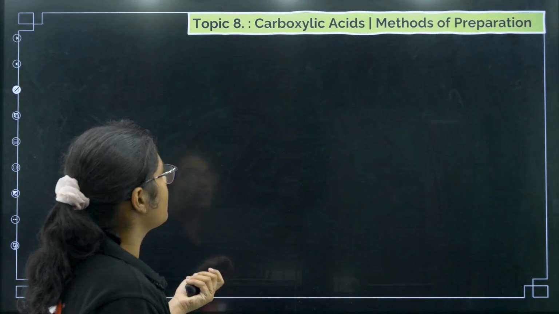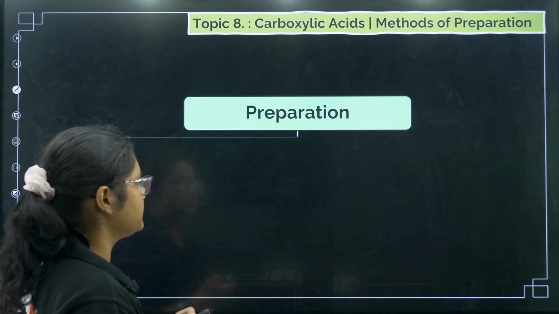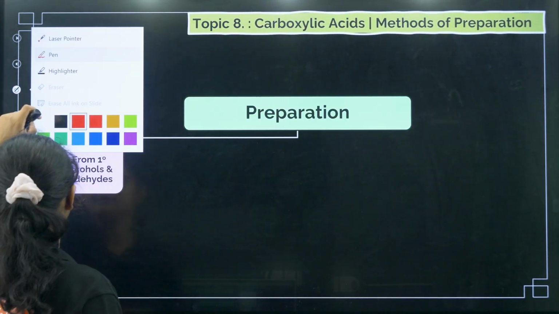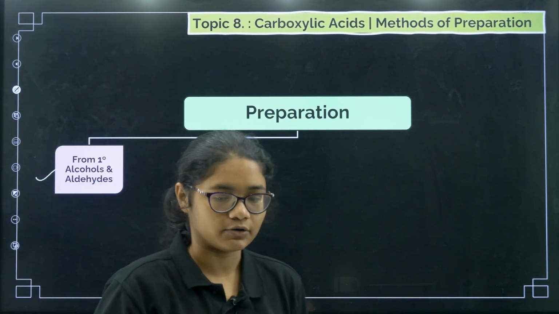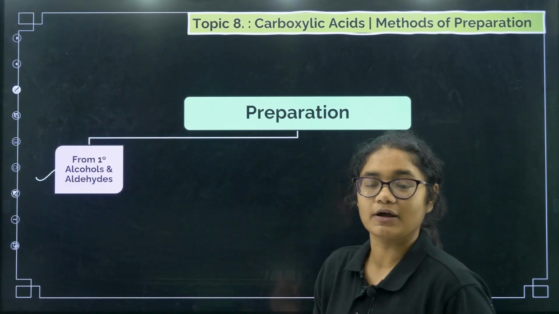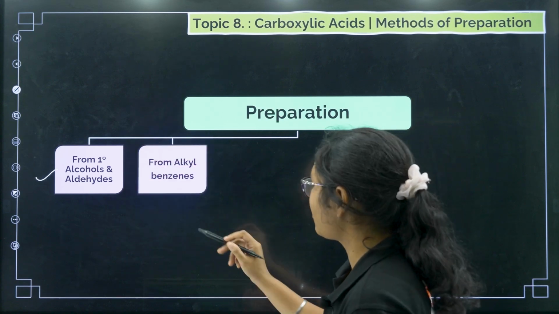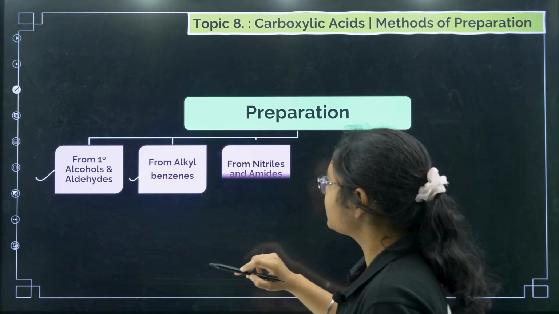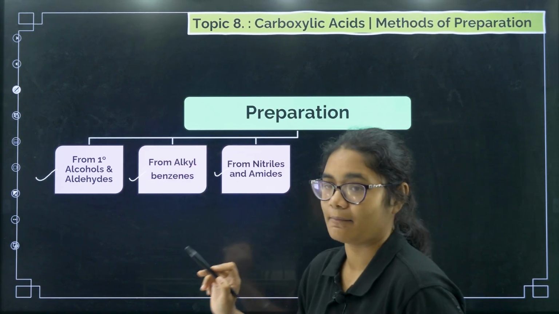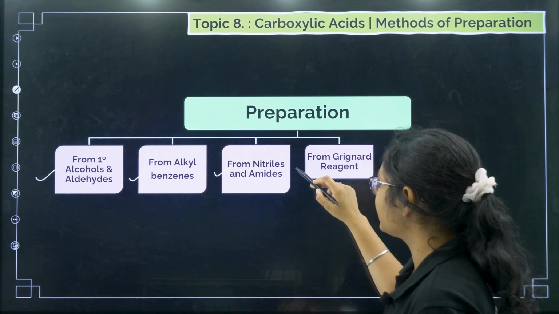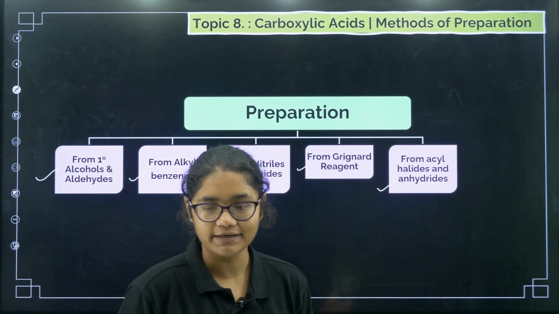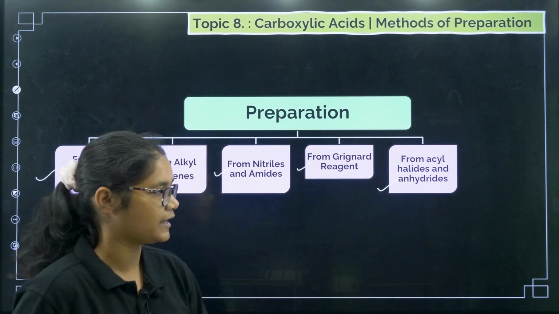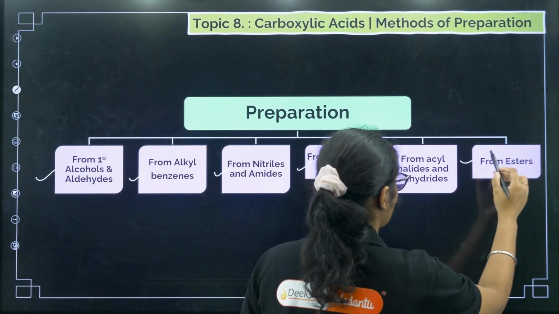Fine. So now coming to the methods of preparation. As I told you, we have 6 methods of preparation. The first one is from primary alcohols and aldehydes. The second one is from alkyl benzenes. Third, we have from nitriles and amides. Fourth, from Grignard reagent. Fifth one, from acyl halides and anhydrides, and next, from esters.